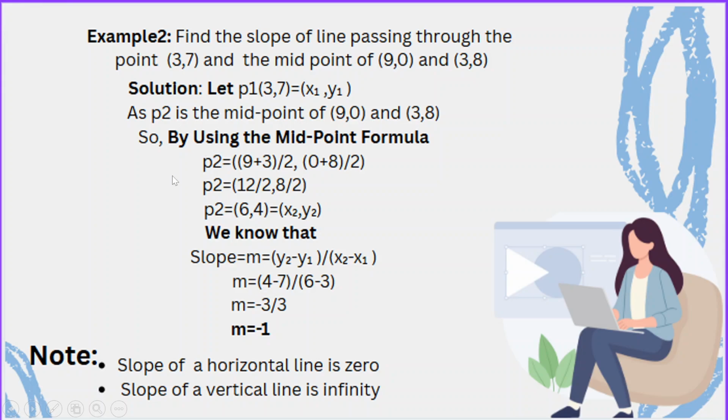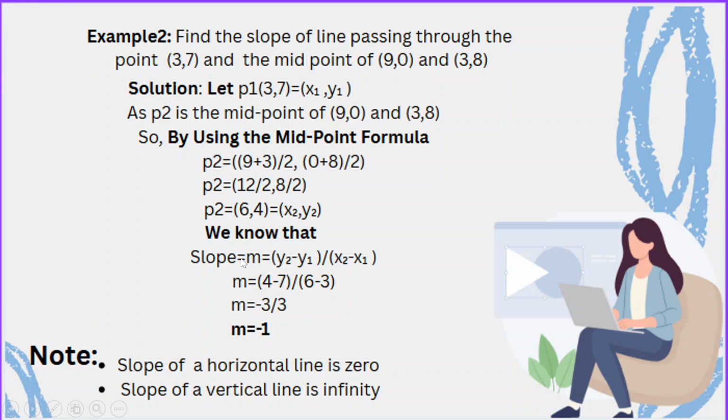By using the midpoint formula, we add both x coordinates and divide by 2. Similarly we add both y coordinates and then divide by 2. So (3 plus 9) divided by 2 and (0 plus 3) divided by 2, which is 6 and 4. So the coordinates of P2 are (6, 4) and they are x2 and y2.